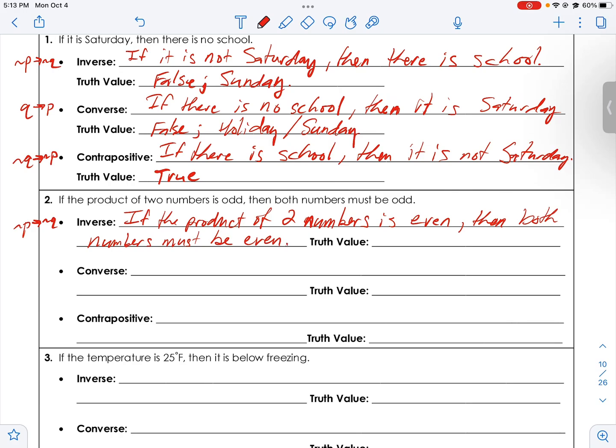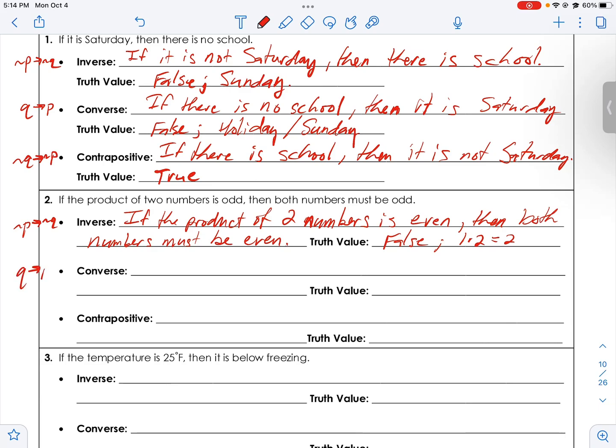Well, let's see. Is there any set of numbers that you can think of that you multiply them together, you get an even number, and they're not both even numbers? I think that's false, because 1 times 2 equals 2. The result is an even, but not both of them are even. Or any other set of an odd and an even number multiplied together becomes an even number. 4 and 7, 2 and 9, and a bunch of others. So pick your favorite. It's false.